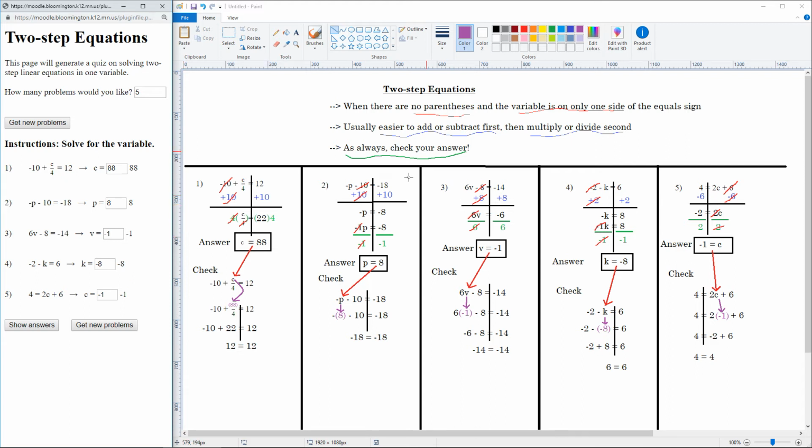So again, remember those steps. This is for 2-step equations, no parentheses, variables on only one side. Probably want to add or subtract first as your first step. Number 1, we added 10, 2, we added 10, 3, we added 8, 4, we added 2, 5, we subtracted 6, and then our second step was either multiply or divide. And then we always check our answer and make sure we got a universally true statement, 12 equals 12, -18 equals -18, the number on the left equals the number on the right, so that we feel good about that answer. Get lots of practice.